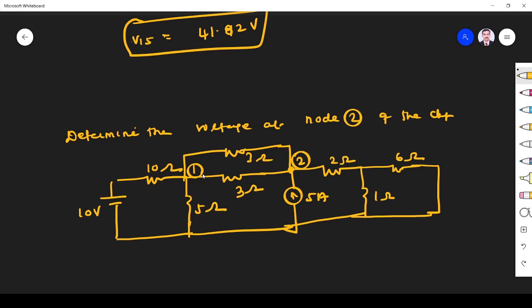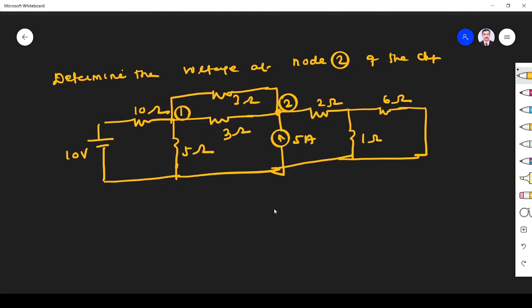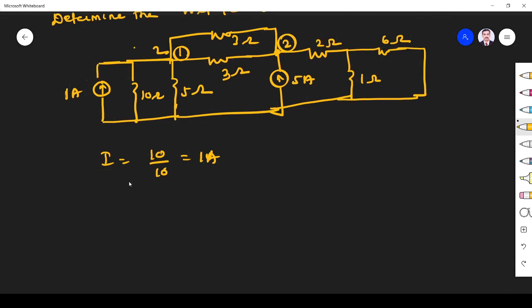So first thing, whenever you have to apply shortcut, we have to convert this voltage source into current source. So it is 10 volt. So I is equal to V by R, 10 by 10. It is 1 ampere. Fine. So I replace this. I don't want to waste time, so I erase it and replace this with 1 ampere source in parallel with 10 ohm. So now the circuit has only current source. Now we write the nodal equation.